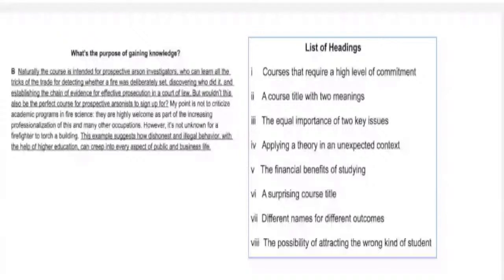See here. Now, when you look at 8, the possibility of attracting the wrong kind of student. Why? Because naturally the course is intended for prospective arson investigators who can learn the tricks of the trade, detecting so and so, discovering who did it, and establishing so and so. Now here, look at the distractor: wouldn't this also be the perfect course for prospective arsonists to sign up for? That means the example suggests how dishonest and illegal, that is, it could also be used for a negative purpose, right? Are you getting it?